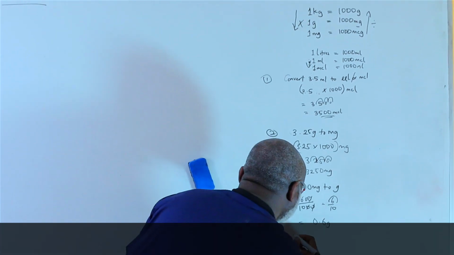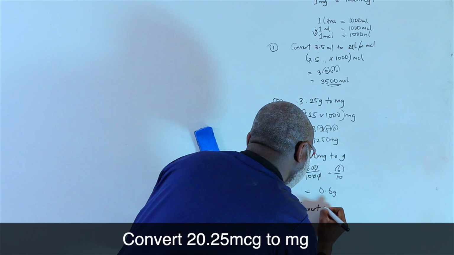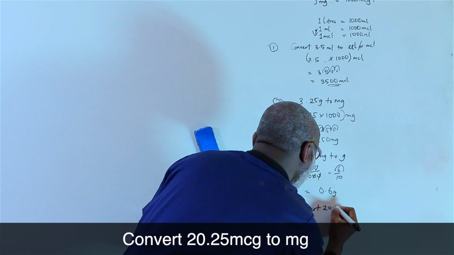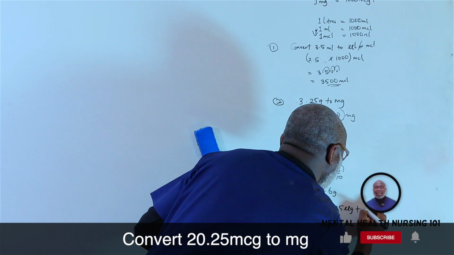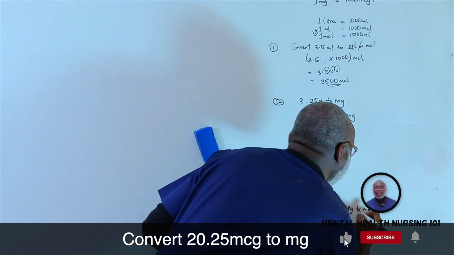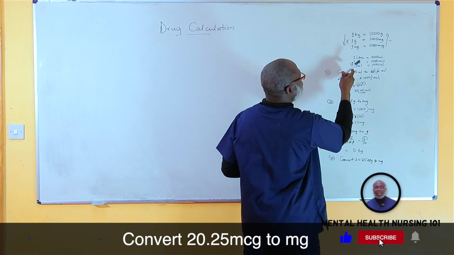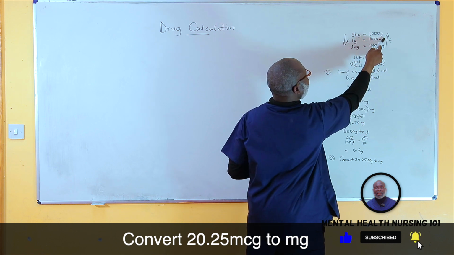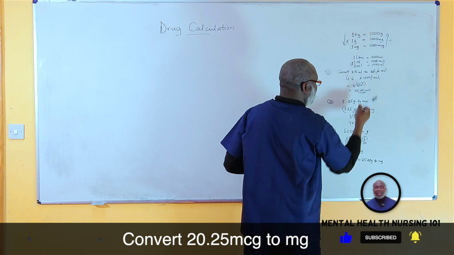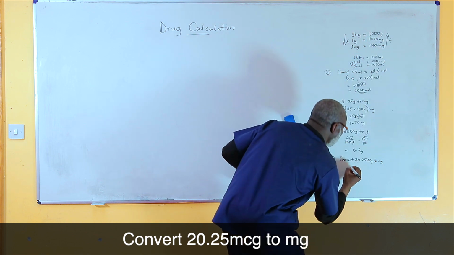So convert 20.25 micrograms to milligrams. You're converting from microgram to milligram, so you're going from the lower to the higher. So you're dividing by 1,000. That will be 20.25 over 1,000.